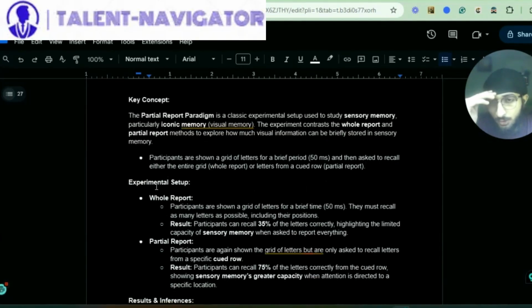Right? So, experiment setup, whole report: participants are shown a grid of letters for a brief period of time, 15 milliseconds. They must recall as many letters as possible, including their positions. Result: participants can recall 35% of the letters correctly, highlighting the limited capacity of sensory memory when they're asked to report everything.